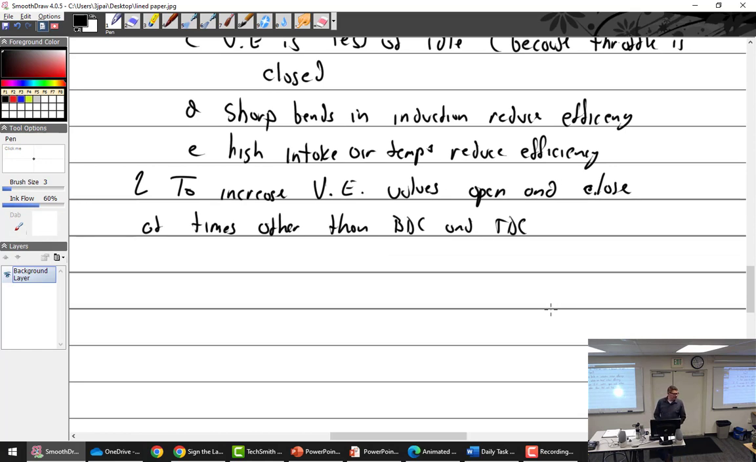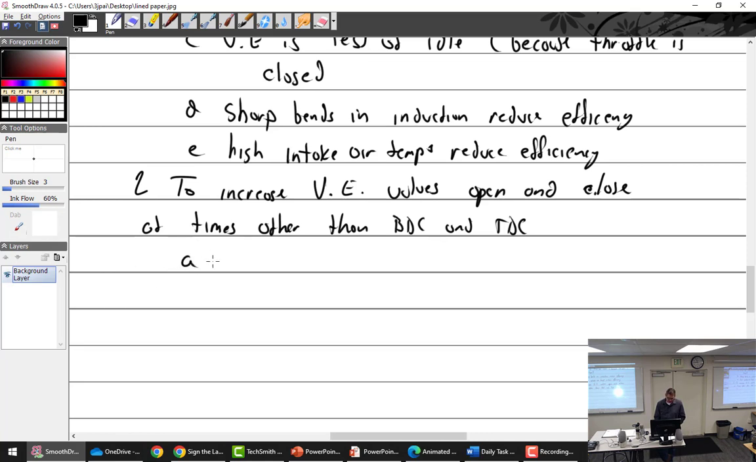Right? Because the little animation we had, they always fully closed, fully opened right there at top dead center. Well, number one, they don't fully open and close that fast. They're on a ramp, so they've got to move open and move closed. You didn't really see that so much with the little drawing, but it does it at times other than that.